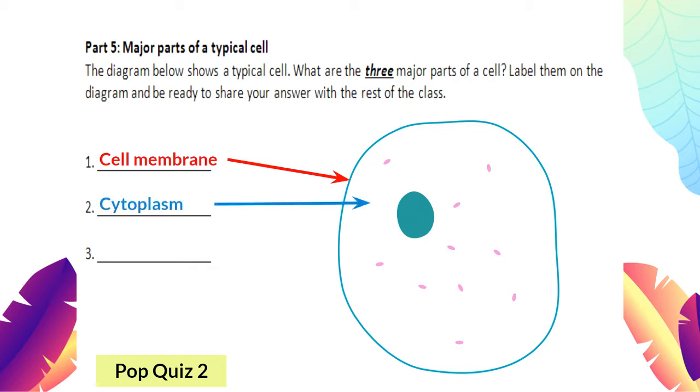Next, the cytoplasm. The cytoplasm is everything found between the cell membrane and the nucleus. So everything inside the cell membrane but outside the nucleus is part of the cytoplasm, and that's one of the most active parts of the cell where the majority of the cellular processes are happening. Then the nucleus is usually the largest organelle in a eukaryotic cell, and this is where the genetic material of that cell is located and protected. So these three are the major parts of a typical cell.